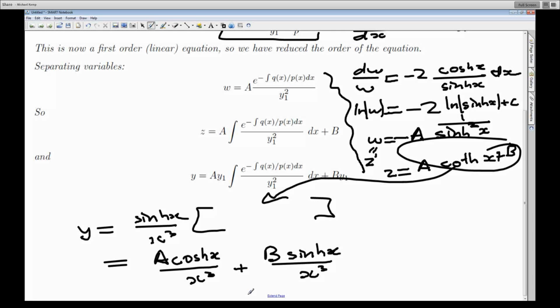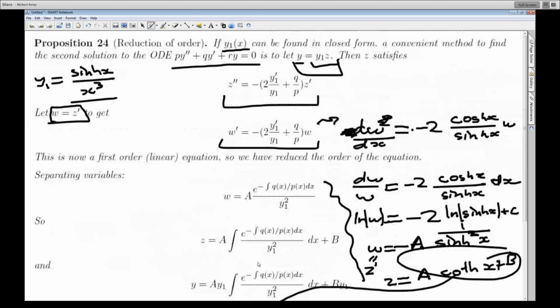So that's the sort of idea of reduction of order, which I did super quickly, admittedly. So that's the result in a nutshell. But I mean, you can do it. You don't have to remember any results to do it. If you really just let y be y1 times z and plug in, it just falls out. Things just simplify naturally for you. That's sort of how it works out.